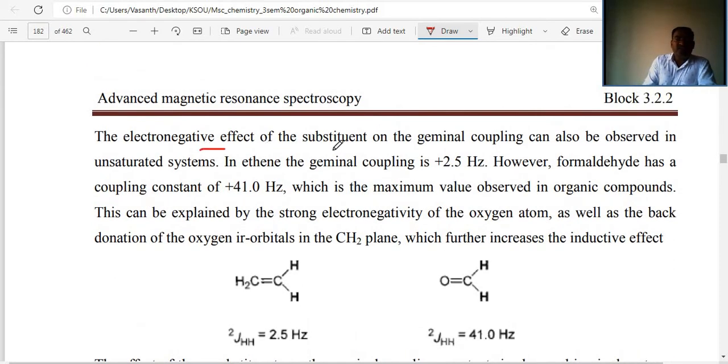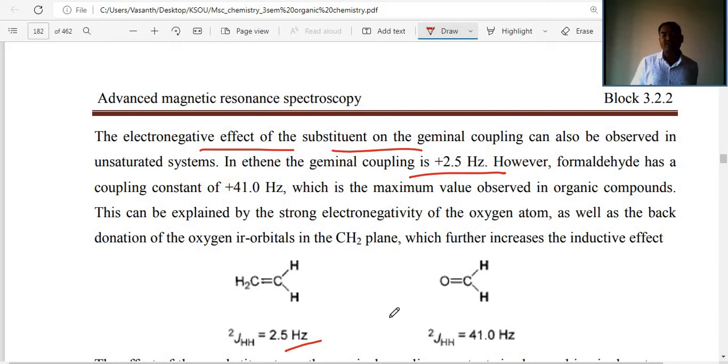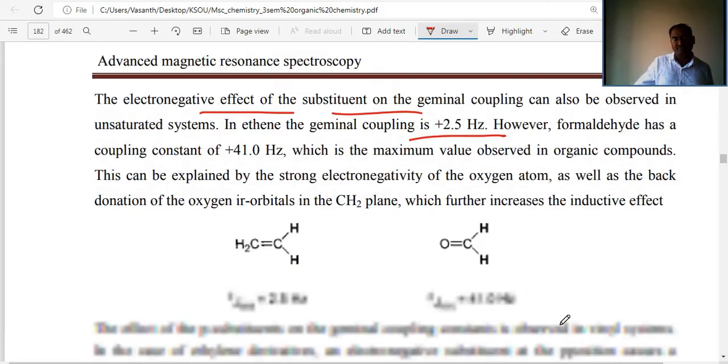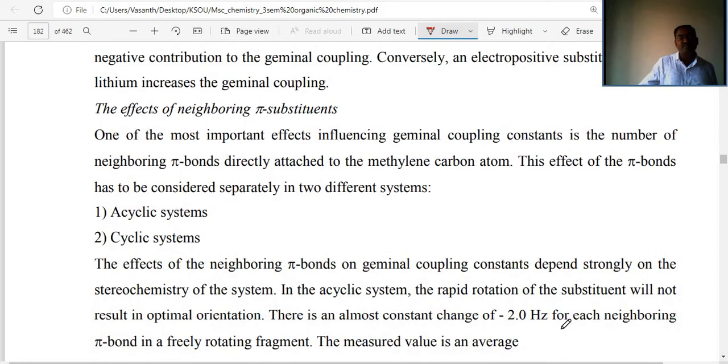Now we are going to find the electronegative effect of substituents on the geminal coupling, which can also be observed in unsaturated systems. In ethane, the geminal coupling is 2.5 Hertz. However, formaldehyde has a coupling constant of 41 Hertz. The effect of neighboring pi substituents.